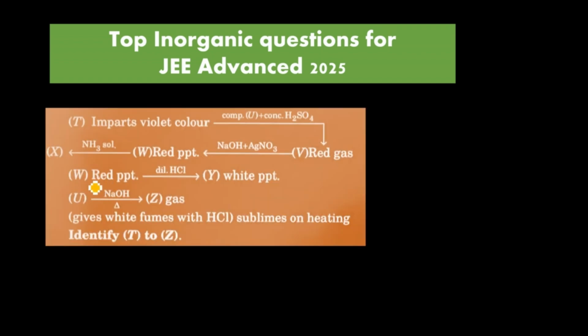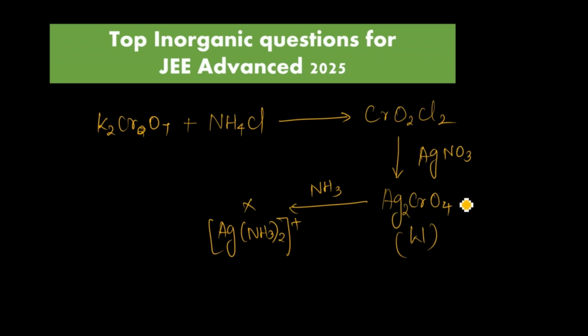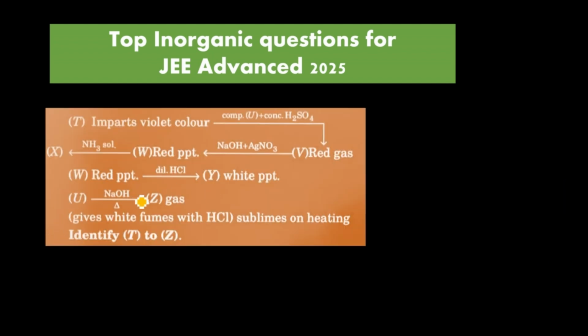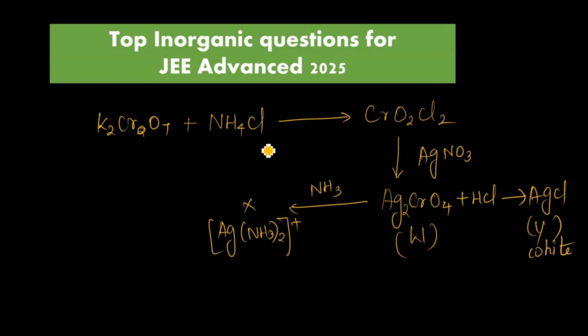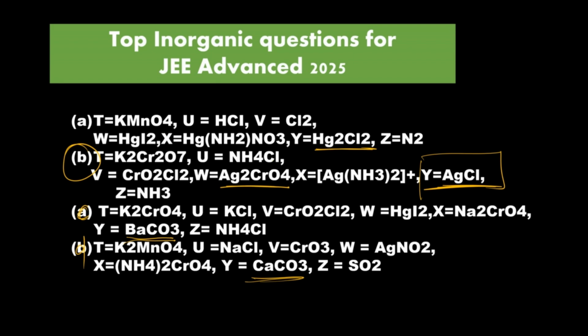Then W with HCl forming Y, that is AgCl, a white precipitate. Then U with NaOH forms a gas, that is ammonia gas, along with that HCl will be released, that is our Z. Okay, so that is what the reaction is. So the answer to this question is option B. So you have to think more about which option is more suitable.